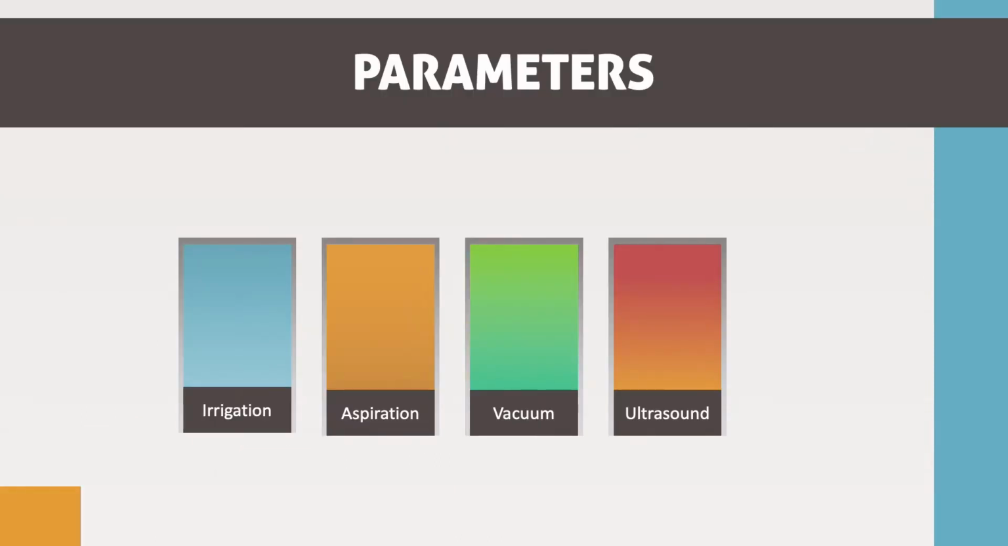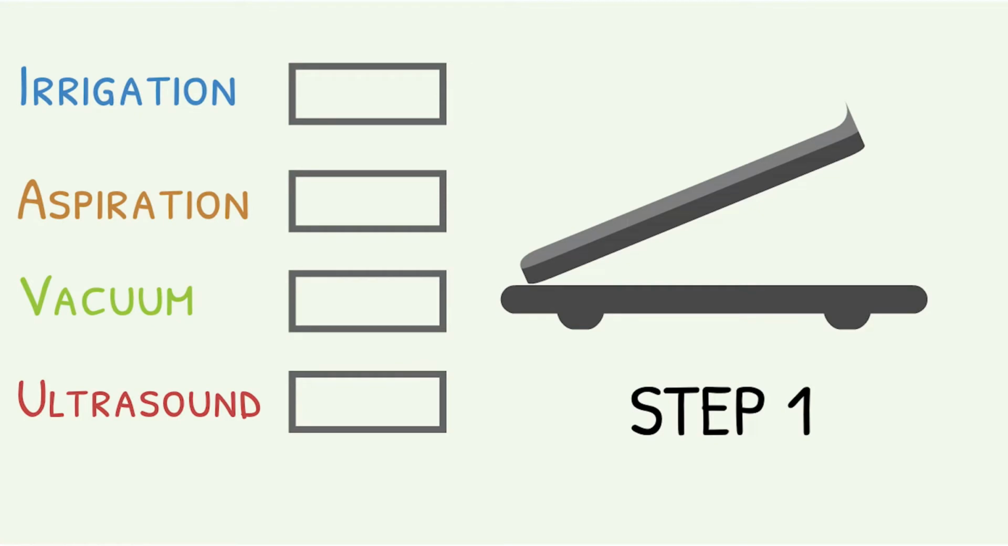We have four parameters to adjust and change the fluidics during cataract surgery. First is irrigation, second is aspiration, third is the vacuum, and fourth is the ultrasound. So I will be talking about each one separately. Before we start, we have to understand the foot pedal.